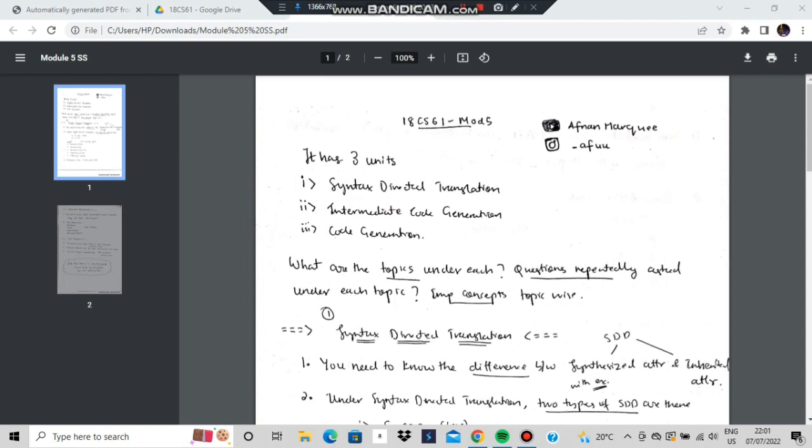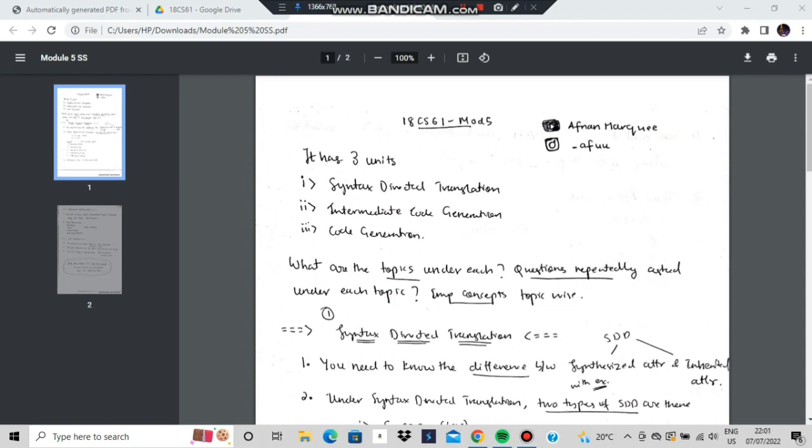So module 5 has how many topics? Three topics. Those three topics are syntax directed translation, intermediate code generation, and code generation. These are the three units which module 5 has. Now our task is to learn these three units and see what the important things in them are. So let's dive into each of these topics and see what is in it.